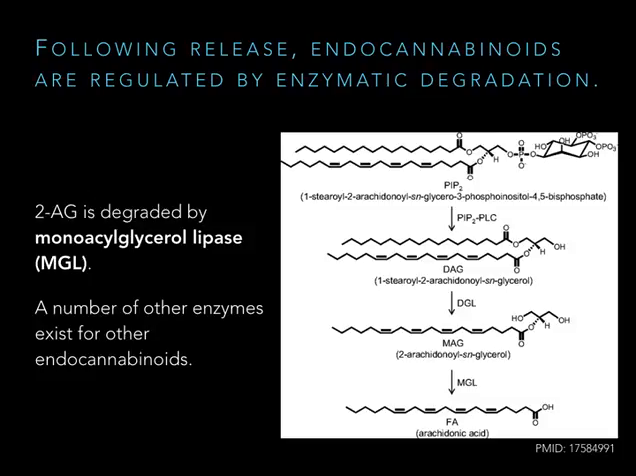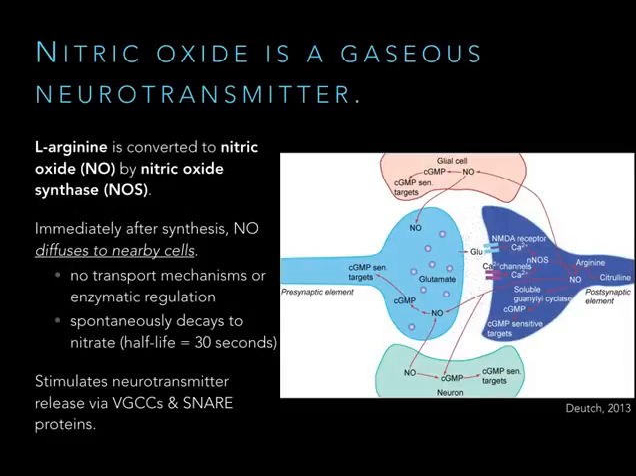So we have our endocannabinoids that are retrograde inhibitors. We also have nitric oxide, which is actually a retrograde stimulator. Nitric oxide is a small gas that's made from arginine by the enzyme nitric oxide synthase. Nitric oxide, because it's a small gas, can readily diffuse through membranes, and so it just diffuses in all directions and modifies the activity of nearby cells.